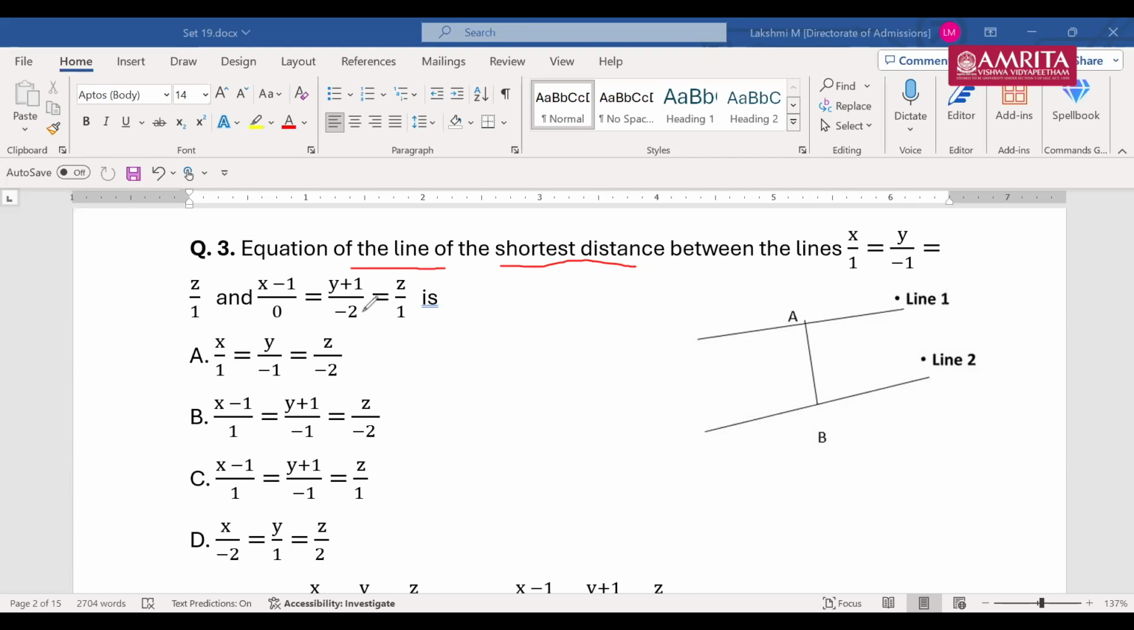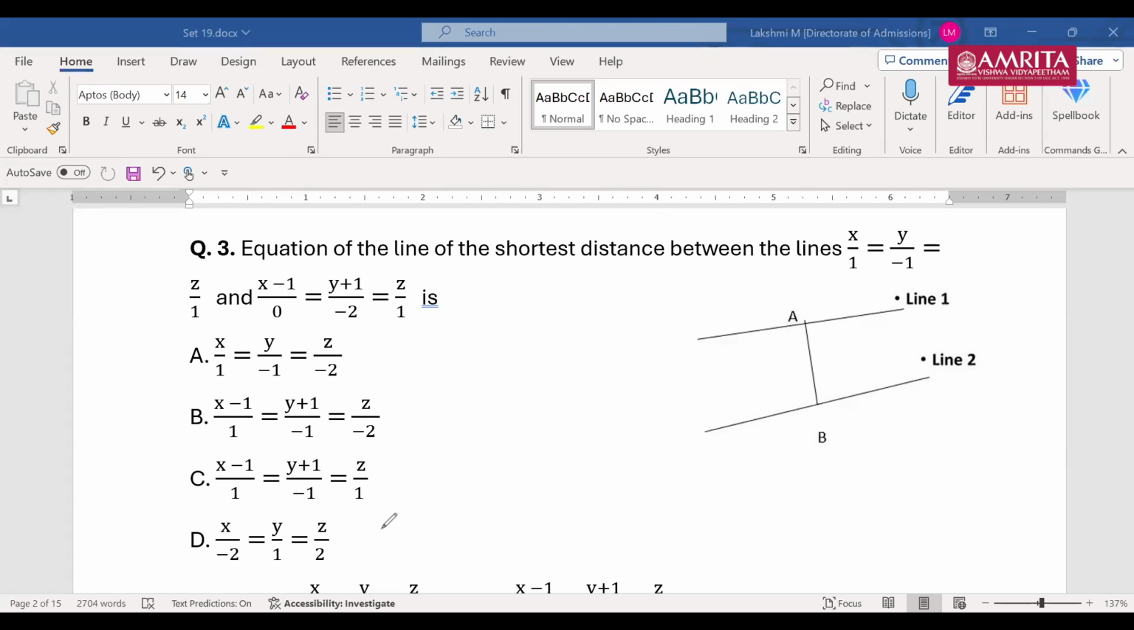Whichever form you want, if you want to convert it into vector form and solve this question, it's completely fine. Or if you want to solve it in the same format, that is also fine. So, the equation of the line of the shortest distance between these two lines: the first one is x by 1 equal to y by minus 1 equal to z by 1, and the second line is x minus 1 by 0 equal to y plus 1 by minus 2 equal to z by 1.